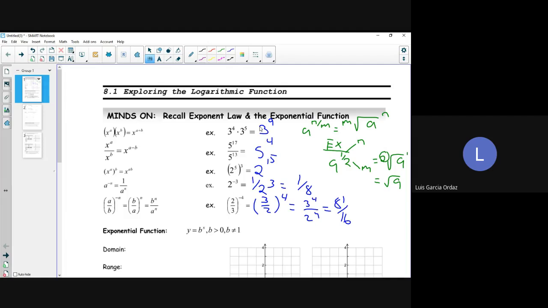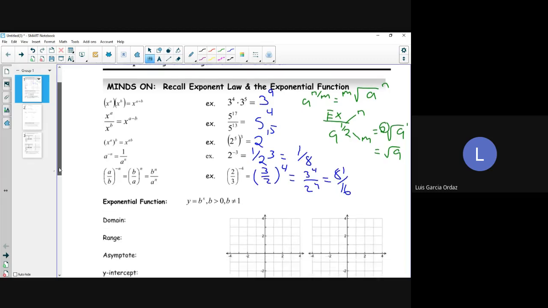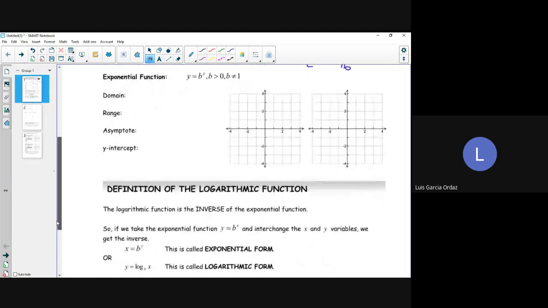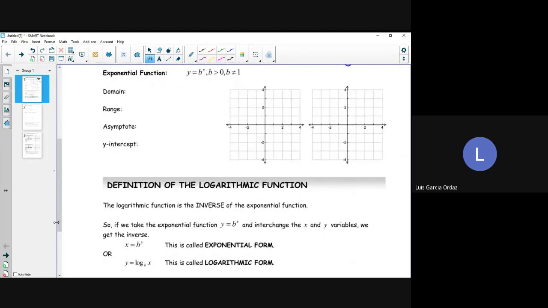This should be probably the easiest unit out of all of them, simply because it just involves exponent laws and graphing. So when we have the exponential function y is equal to b to the x, b is greater than 0, and b cannot equal 1. So give me an example where b has to be greater than 0, but b cannot be 1.